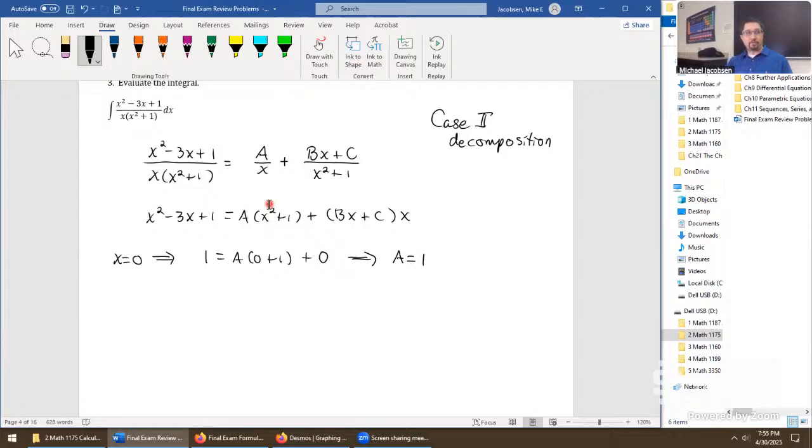Now it gets a little bit tougher if we went this route because there are no other key values to pick. That's because x squared plus 1 was irreducible. But the next friendliest values for x might be positive 1, negative 1. Let's try those out. If x is positive 1, then we'll have 2 minus 3, so negative 1 on the left equals. We recall a is 1, so we can just drop a 1 right here.